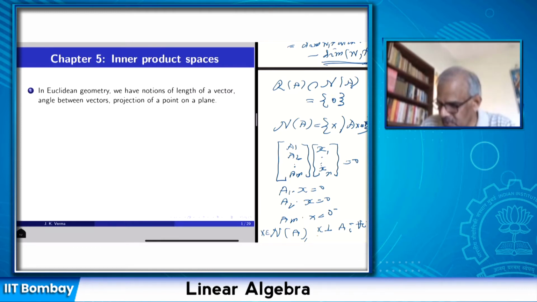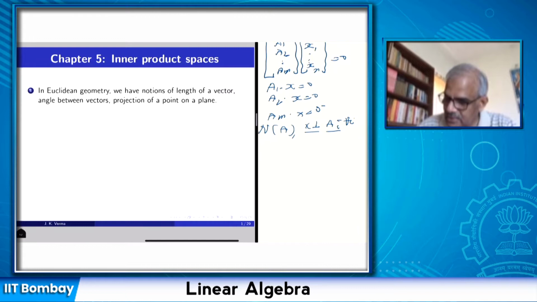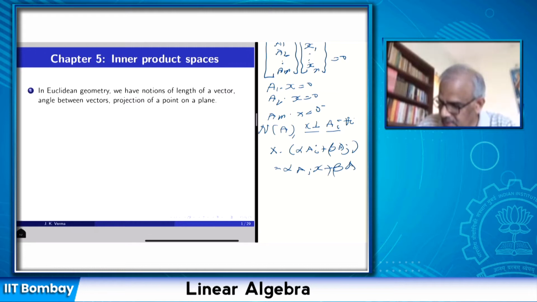The rows are perpendicular to the null space vectors, and if a vector is perpendicular to two vectors, it is also perpendicular to any linear combination. x dot (alpha ai plus beta aj) is equal to alpha ai dot x plus beta aj dot x, but x is perpendicular to ai and x is perpendicular to aj, so this is equal to 0. That means every vector in the null space is perpendicular to every vector in the row space.